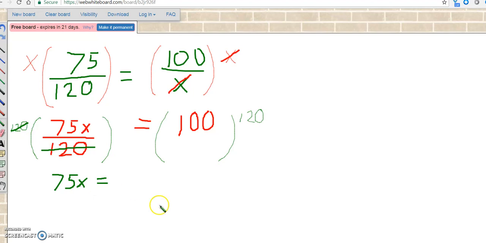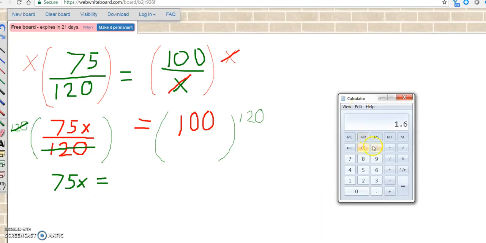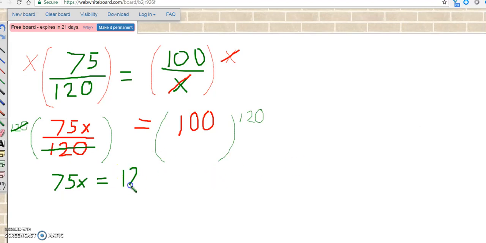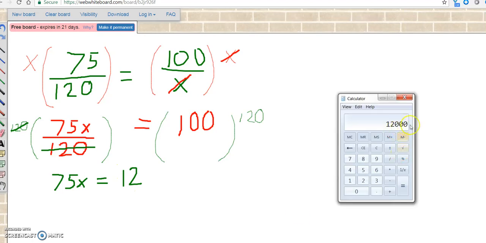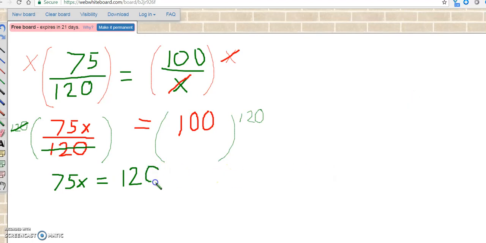Equals, now I don't want the students to take a chance of messing up on their math here because there are a lot of zeros in this next number. So I want them to go to the calculator and type in 100 multiplied by 120 and be sure that they get the correct number of zeros. Otherwise, it's going to mess up their entire answer. So what we have is 12,000. So there would be 3 zeros there. 1, 2, 3. We're almost done.